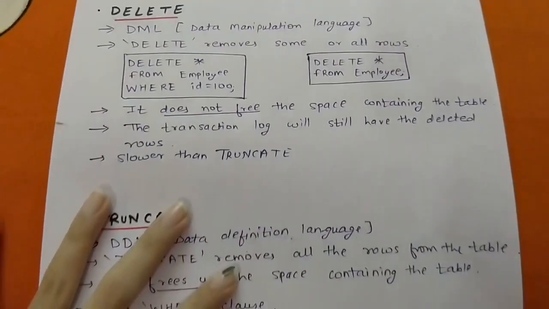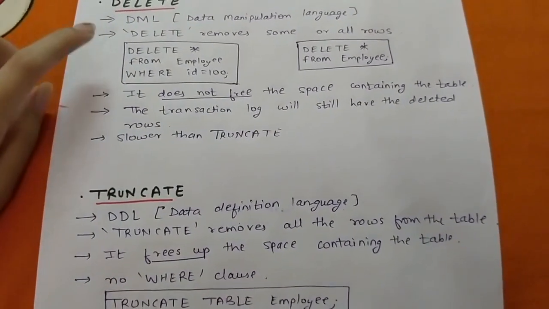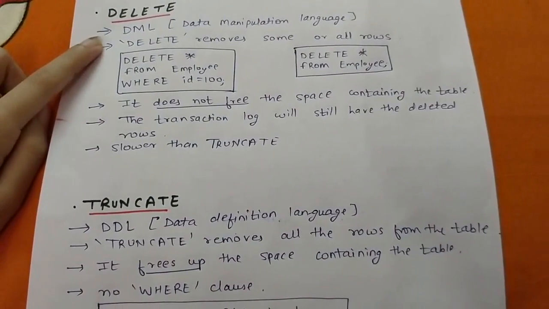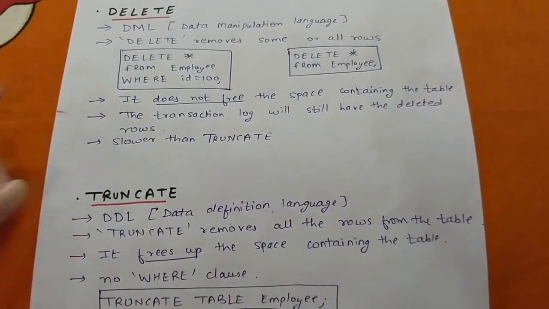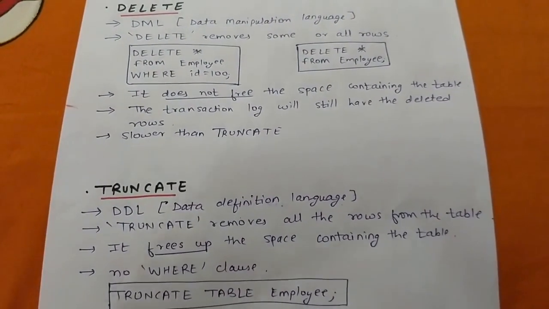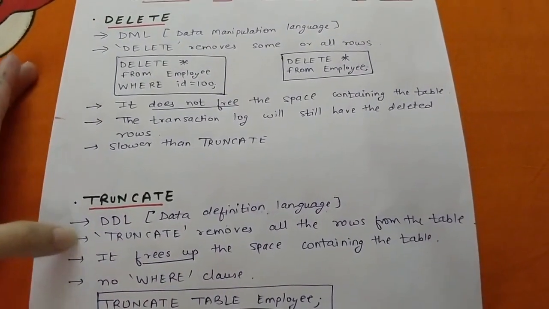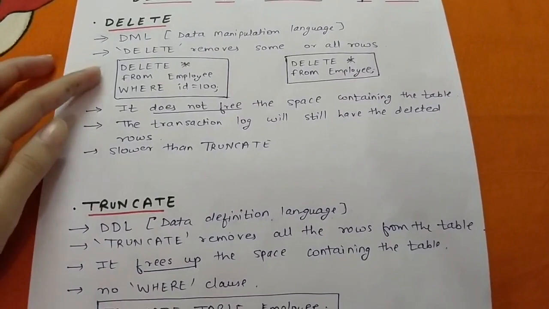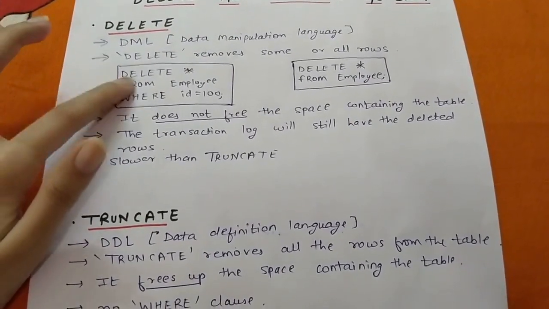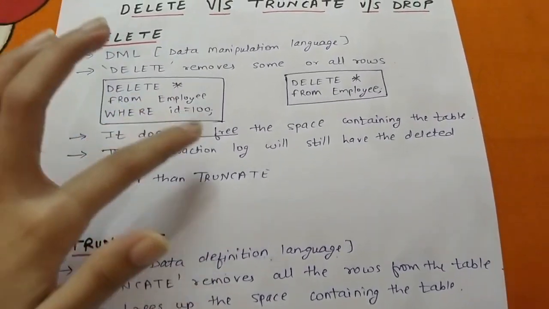So first let's understand the difference between delete and truncate. Delete comes under DML, that is data manipulation language, and truncate comes under data definition language. Delete removes some or all the rows, and truncate removes all the rows from the table. So query would be something like delete star from employee where ID is equal to 100.